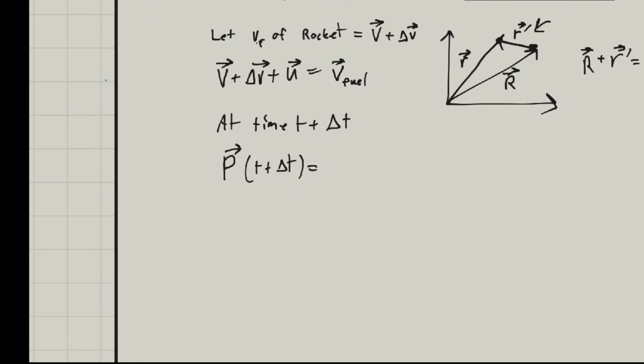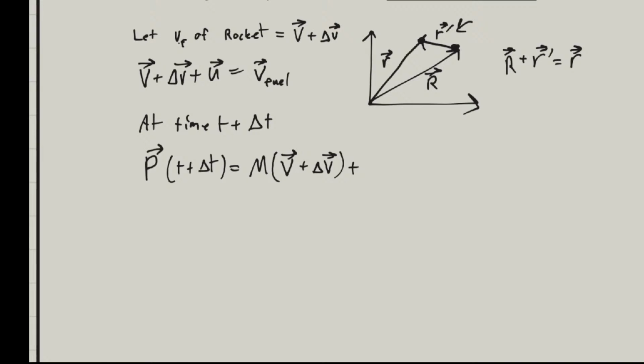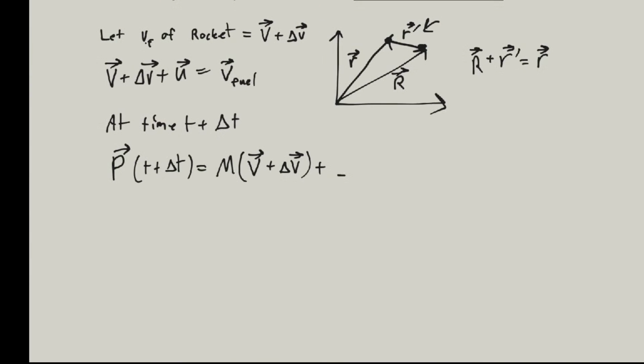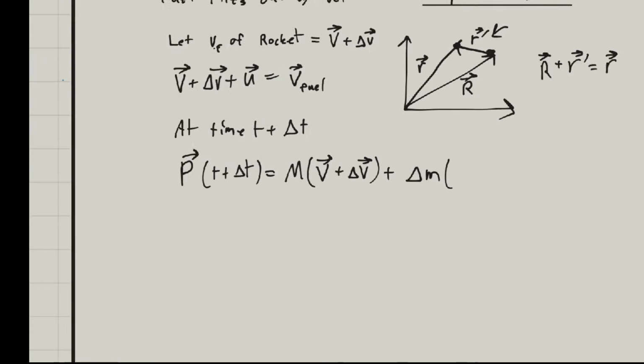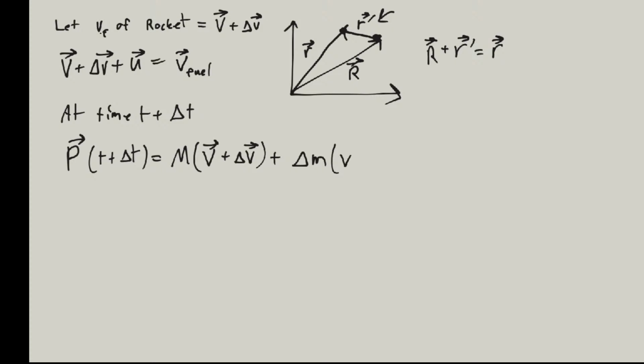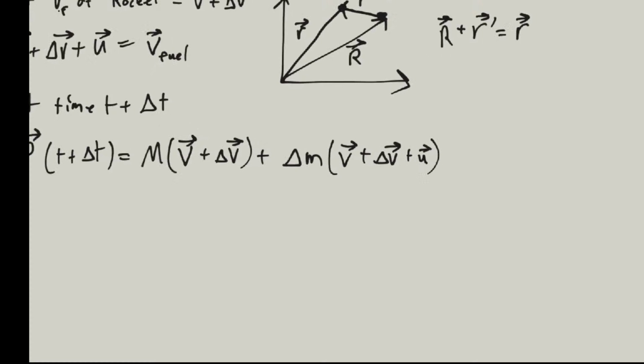the mass of the rocket plus whatever fuel is still left in the rocket, times the velocity of the rocket, which is v plus delta v. Okay, and then plus, now we need the momentum of the fuel. Well, it has a mass. We gave it a mass. The mass is delta m. And then what's its velocity? Well, we found its velocity over here, right? v plus delta v plus u. Beautiful.